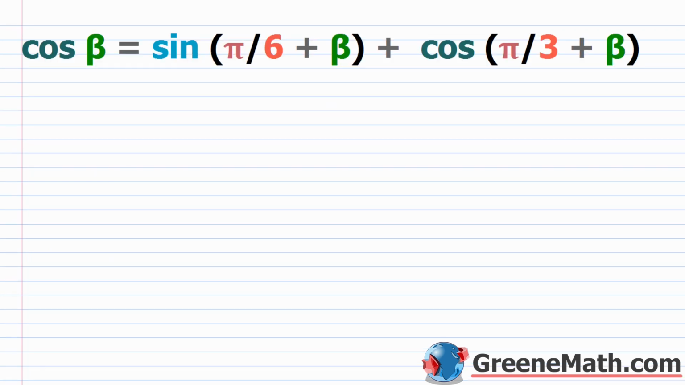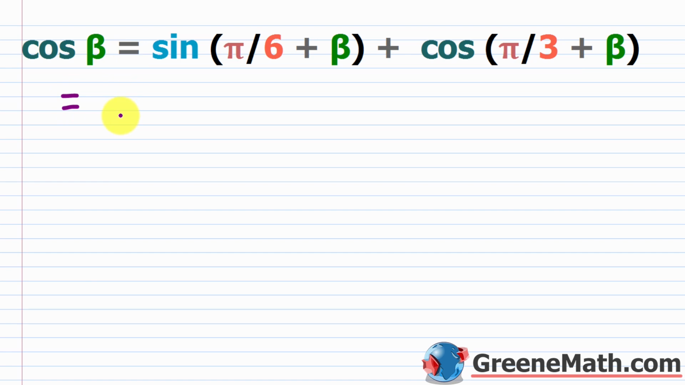All right, let's look at an example where we're going to verify an identity. So we have the cosine of beta is equal to the sine of pi over 6 plus beta, and then plus the cosine of pi over 3 plus beta. Okay, so basically we always want to work on the more complex side. Obviously the right side is way more complex. So I'm just going to put equals over here. Okay, and normally we line this up, but I want to give myself lots of room.